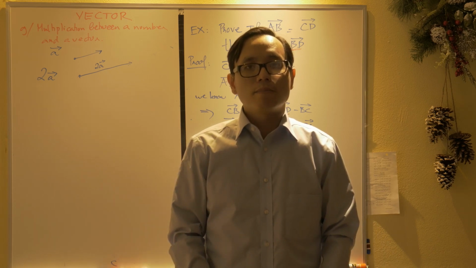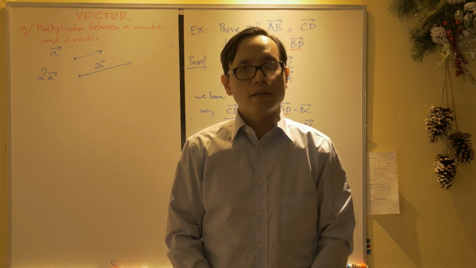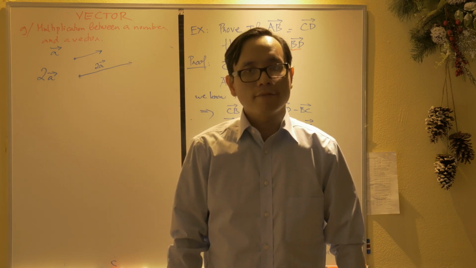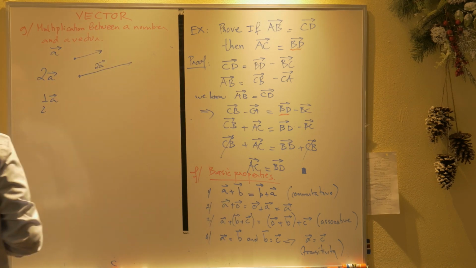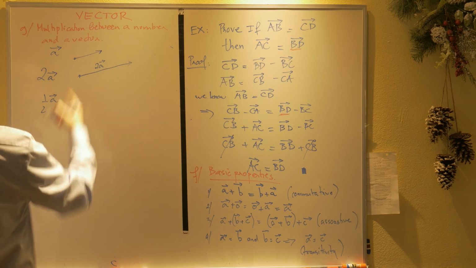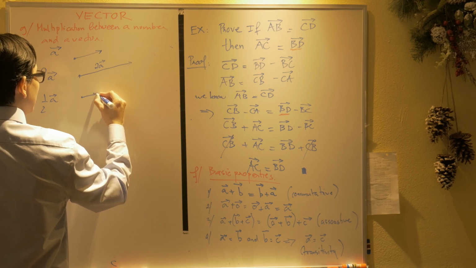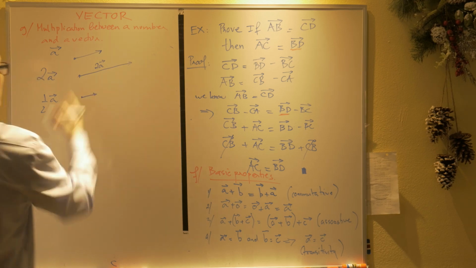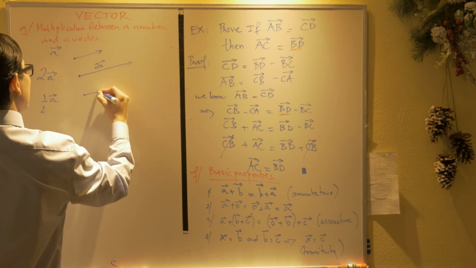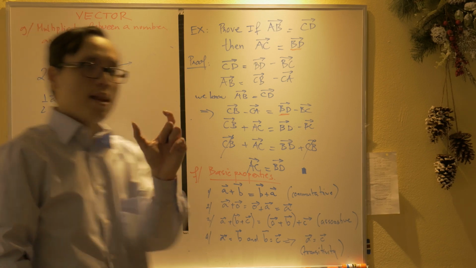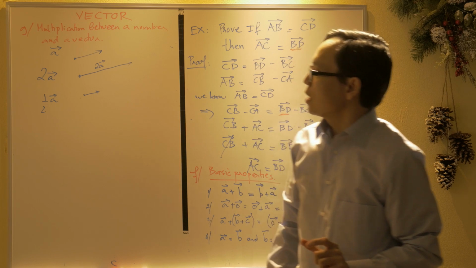The magnitude of that vector is bigger than the original vector. Sometimes it's smaller if you multiply by half. So for example, if I multiply A by half, it gives you another vector in the same direction as the original vector, but the magnitude is just half. Just half of vector A. And let me redraw it here. Here you go. The magnitude is just half. I mean the length of the segment is just half of the length of the vector A here.